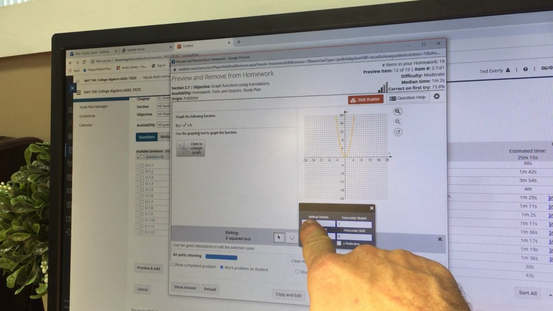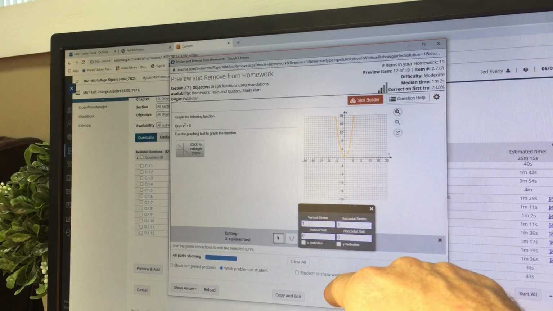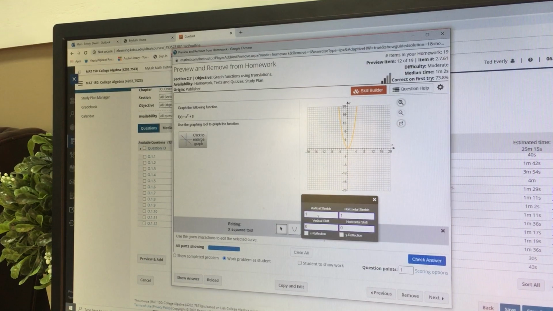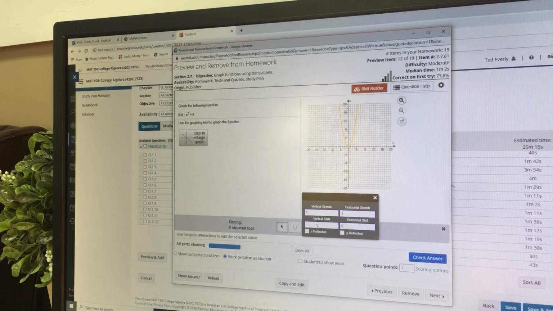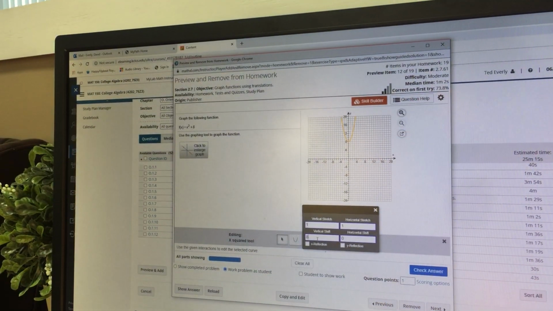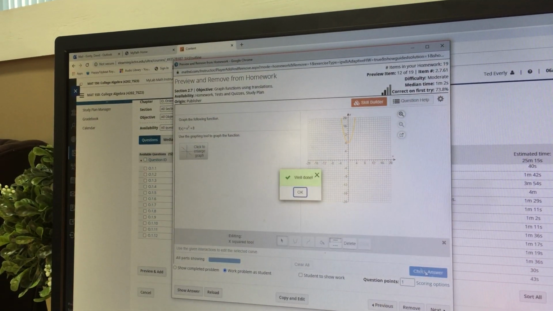So there's no vertical stretch. There's no horizontal stretch. There's no horizontal shift. What we have is vertical shift, and this is up 8, which is +8. So I'm just going to put a +8 right there. And there you go. See that shifted it up 8? Okay, good deal.